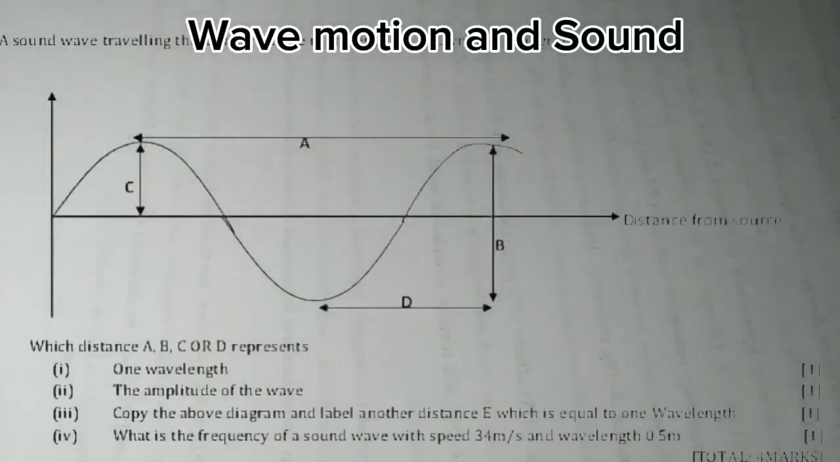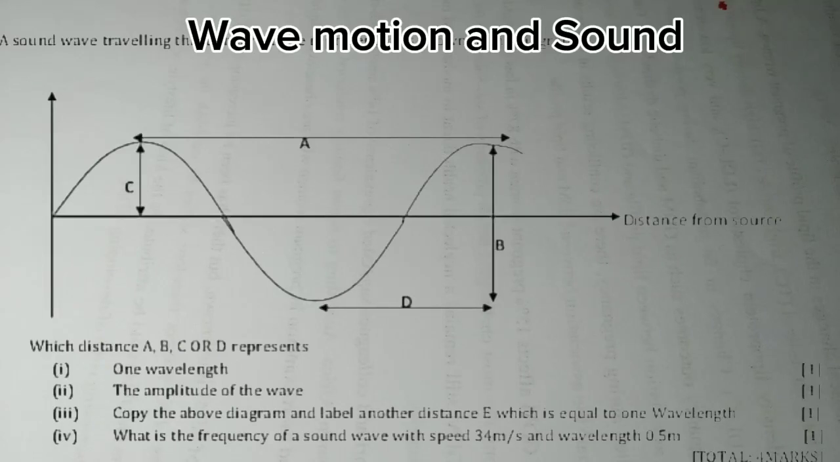So in this video, we're just looking at some questions under wave motion and sound. So we have this question here, question 65. It says, a sound wave traveling through air can be represented as shown in the diagram.